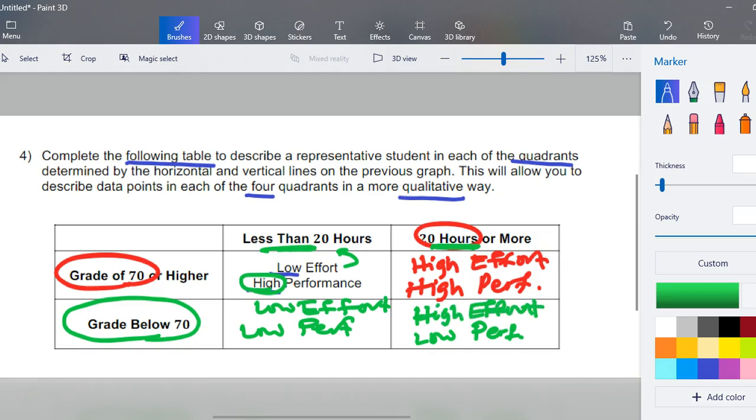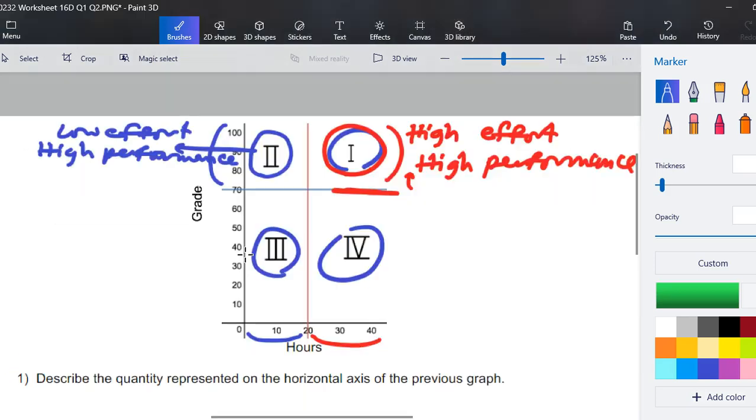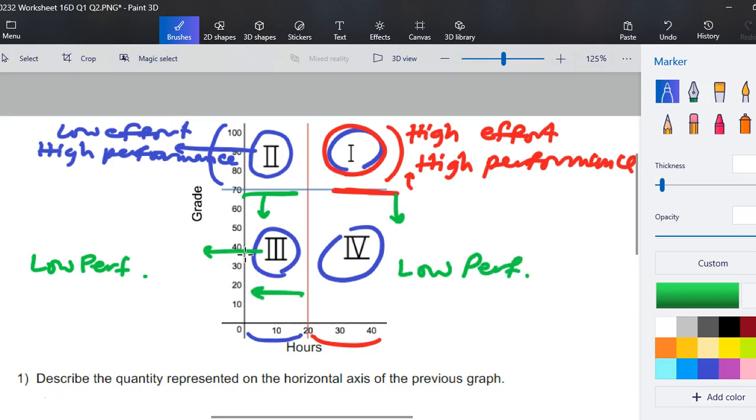And let's go look at this on the chart. So looking at this on the chart, below 70 is going to be low performance. So on both of these, they're both below 70, so they're both low performance. But this student studied less than 20 hours, so it's not only low performance, it's also low effort. But this student studied more than 20 hours, so they get high effort.